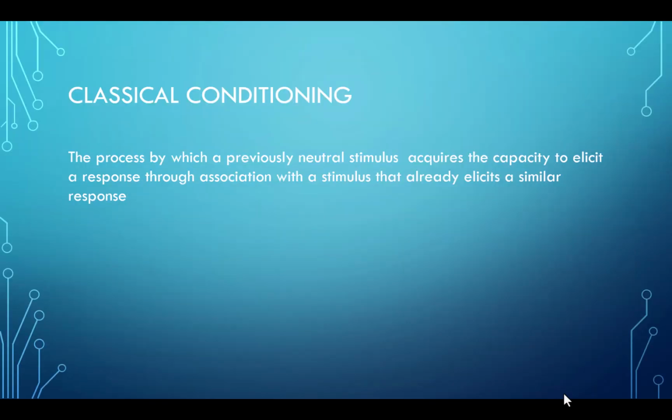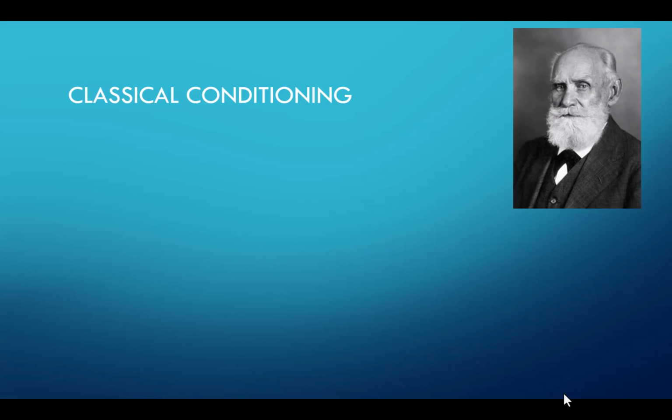Here's the definition of classical conditioning: the process by which a previously neutral stimulus acquires a capacity to elicit a response through association with a stimulus that already elicits a similar response. Now that's a lot of words, and it may not mean a whole lot to you right now, but we'll come back to it after we talk about the basics of classical conditioning and how classical conditioning was identified as a type of learning. The principles of classical conditioning were actually stumbled upon by accident.